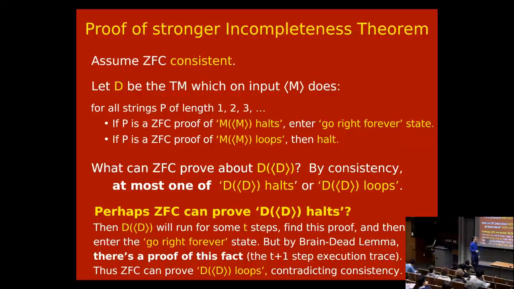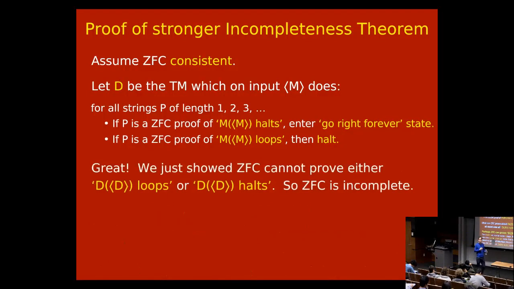Okay, and so therefore, not only does D of D loop in this case, there's actually got to be a proof that D of D loops. And then that contradicts consistency again, because we have a proof that it halts and that it loops. Okay. Any questions? So we're actually done.